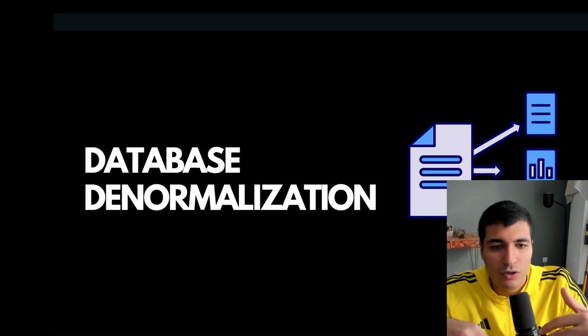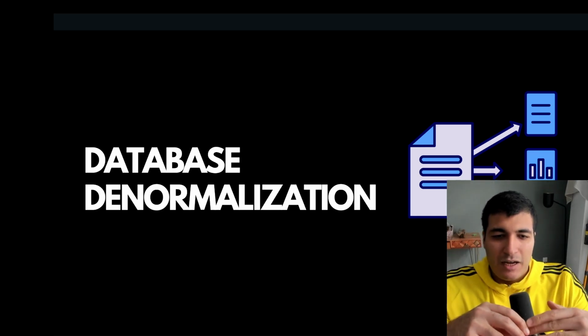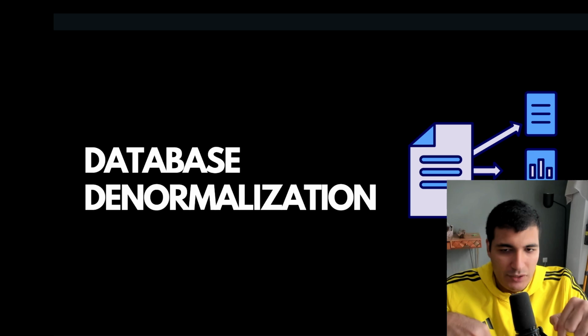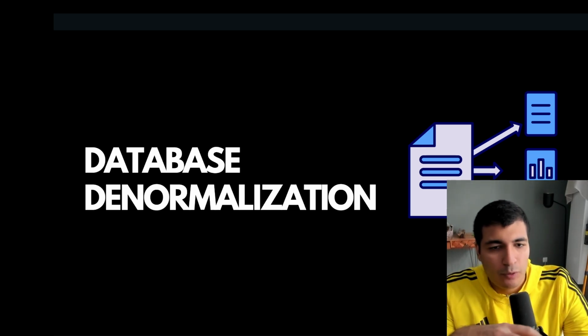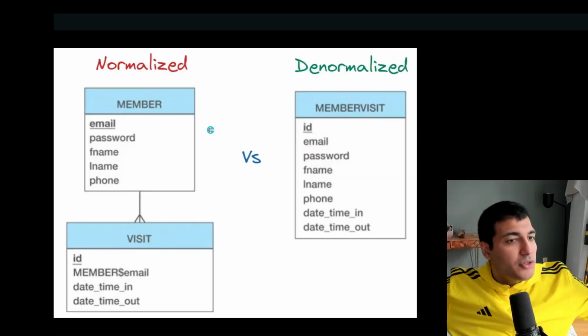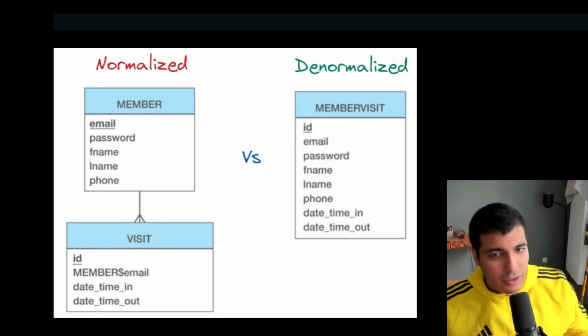Today, we are exploring the rebellious but often necessary technique of denormalization. This is the opposite approach of intentionally introducing redundancy by combining data into fewer tables, all to speed up read operations and slash the need for complex, slow joins. Okay. First, let's try to understand the difference between normalization and denormalization.